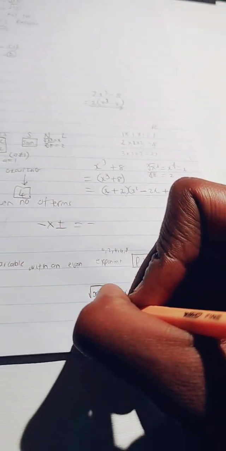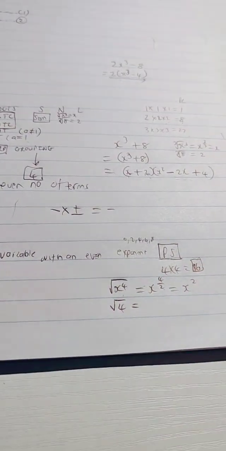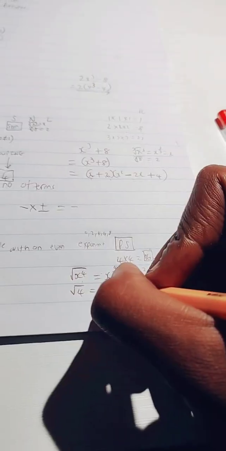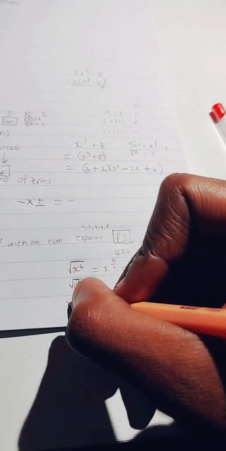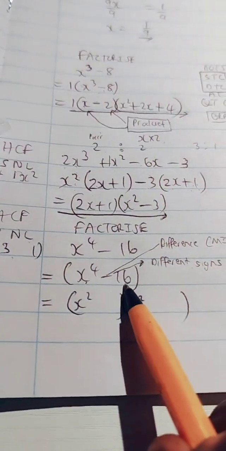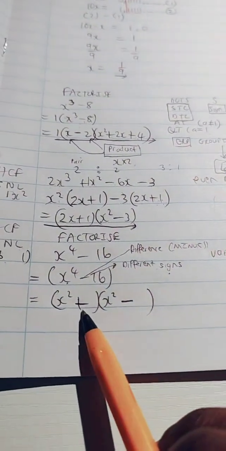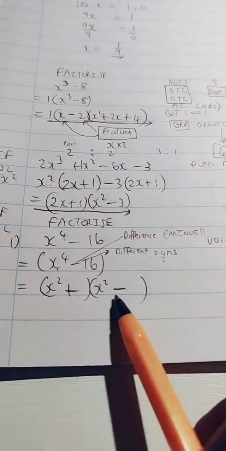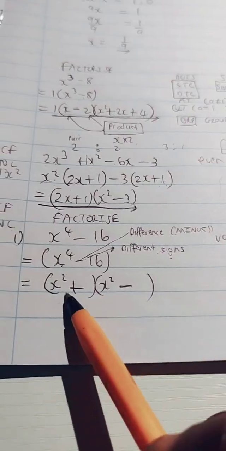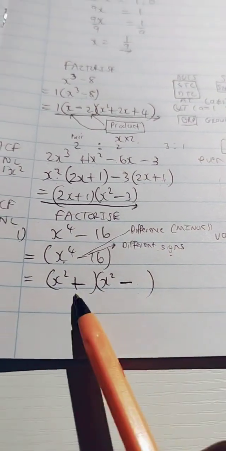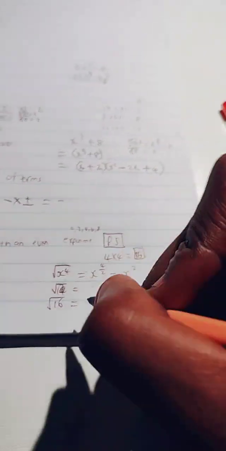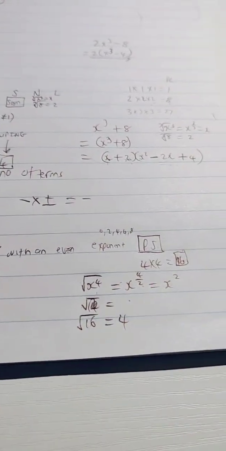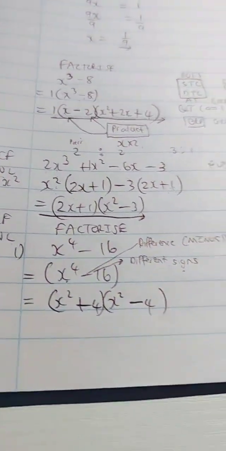Then we are going to take the square root of 4. What is the square root of 4, guys? I'm saying the square root of the last term. Forget about the sign. So different signs means plus and minus. I always like starting with the plus and ending with the minus, not starting with the minus and ending with the plus. Different signs. The square root of 16 is 4. So I put 4 and 4.